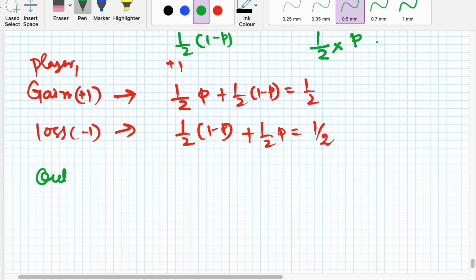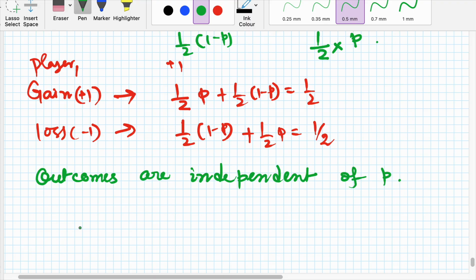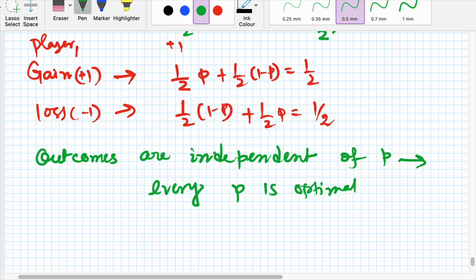So these outcomes are independent of p, which means that each p, every p, is optimal.